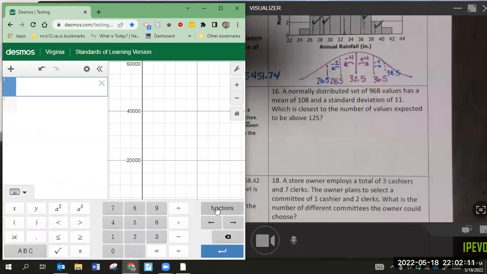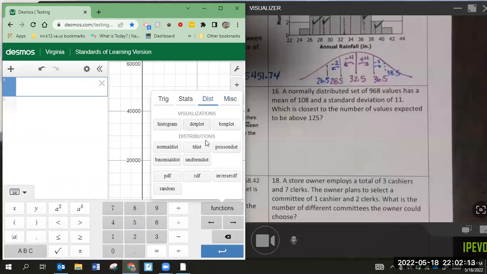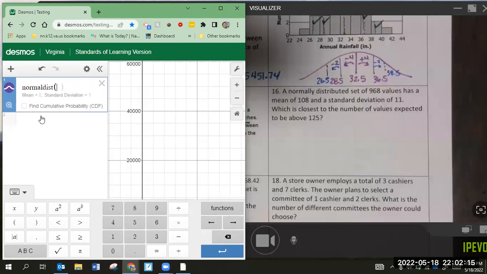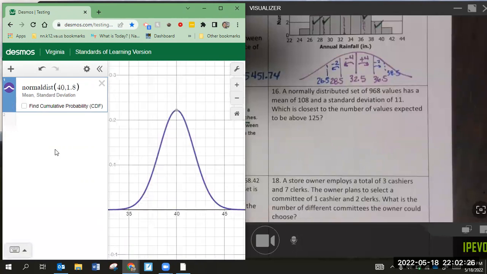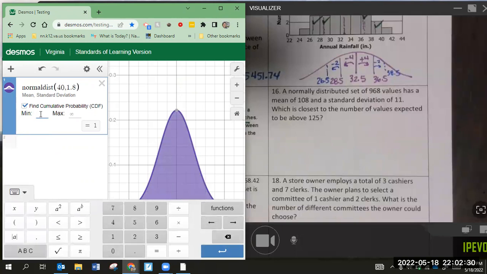We come to function distributions because we have normally distributed data. And then we type in our mean, which is 40. We type in our standard deviation, which is 1.8. And then we hit zoom fit because we want to see this data. Now we want to find the probability that someone is between 37.3 and 44.5.